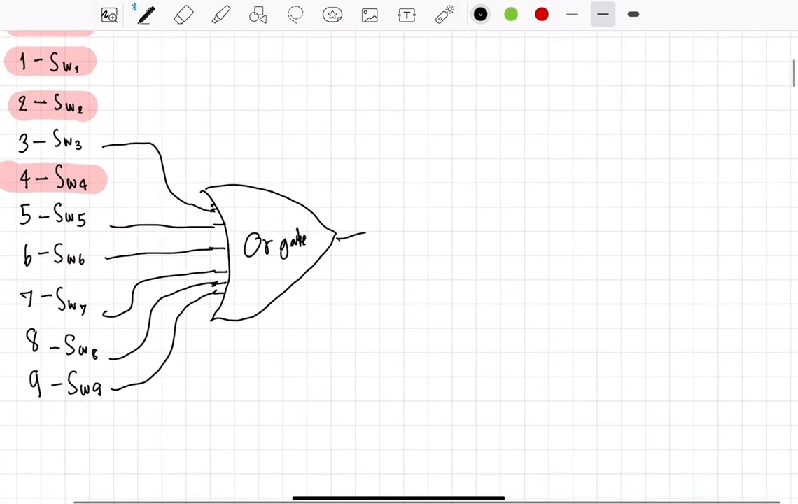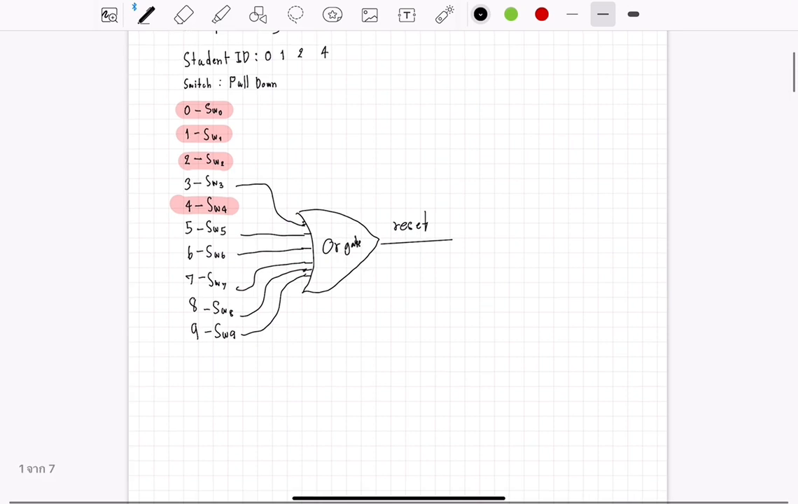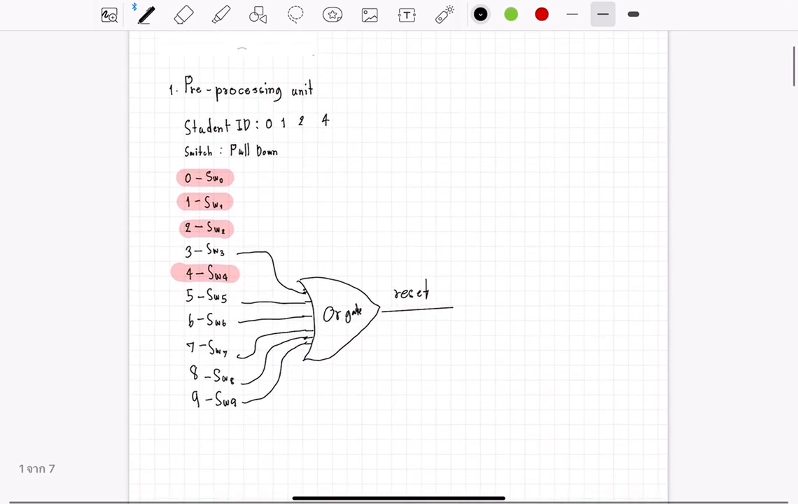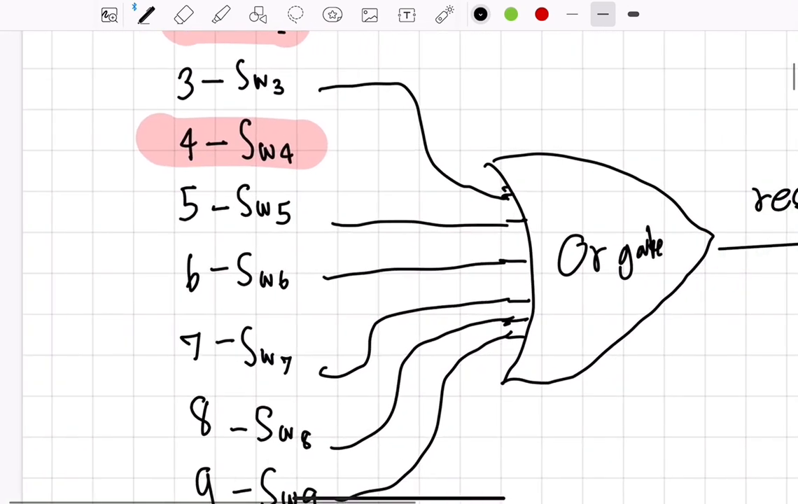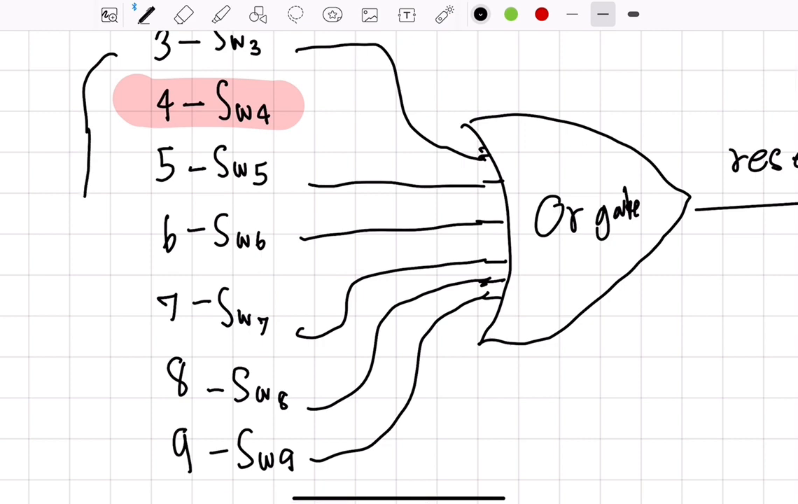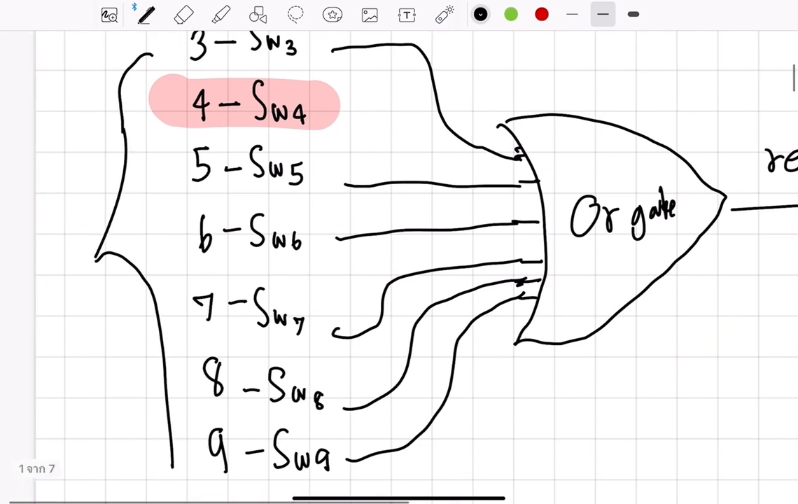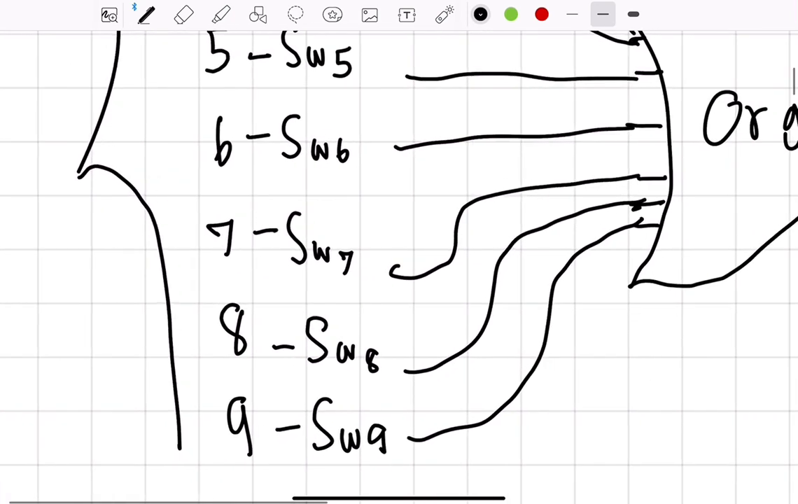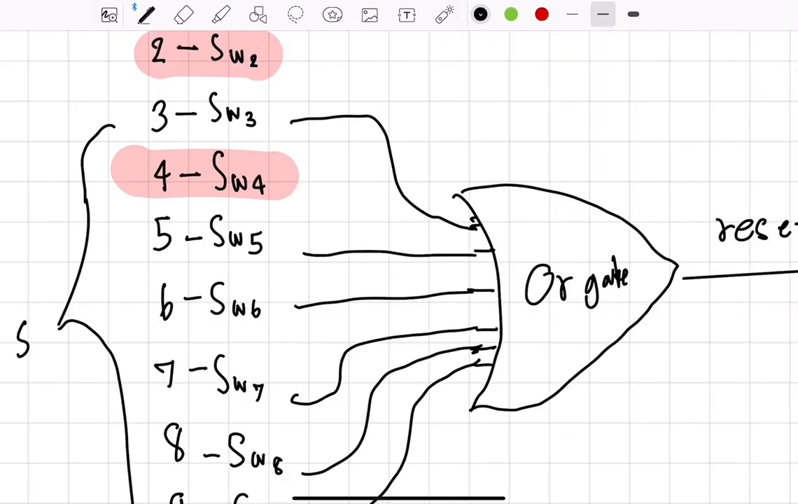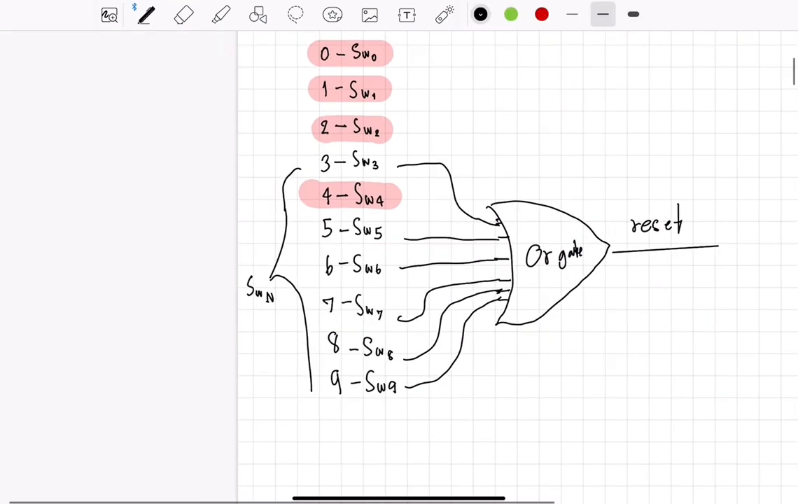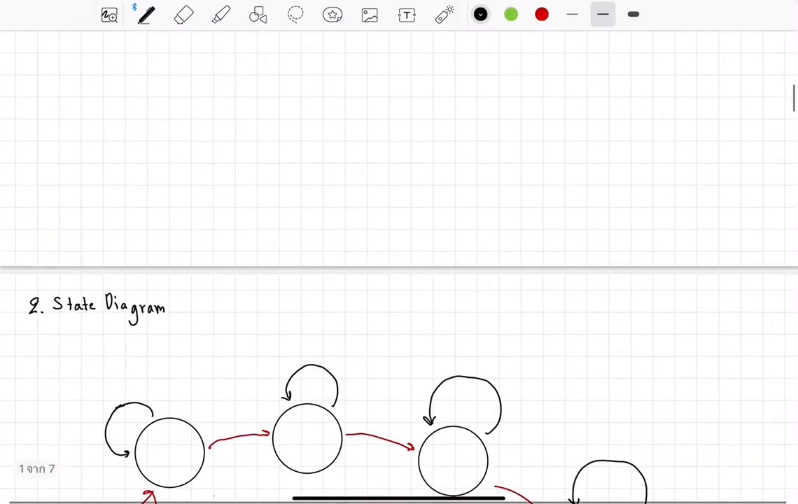Okay. This is reset. I use 4, 5, 6, 7, 8, 9. It is the twist. Okay. Next, I go to the state diagram.